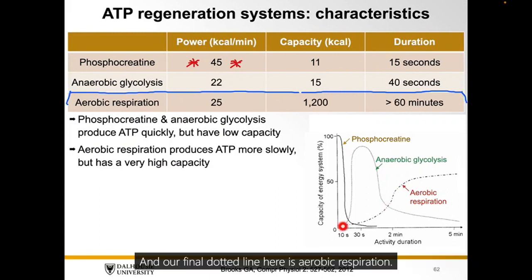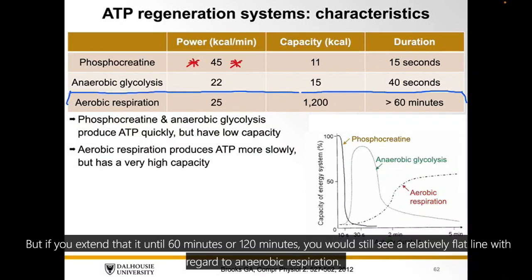And our final dotted line here is aerobic respiration. So we can first see that it takes a lot longer to reach its capacity, so about 2 or 3 minutes. But then after that, it's a flat line. So this graph only shows until 5 minutes, but if you extended it until 60 minutes or 120 minutes, you would still see a relatively flat line with regard to aerobic respiration.